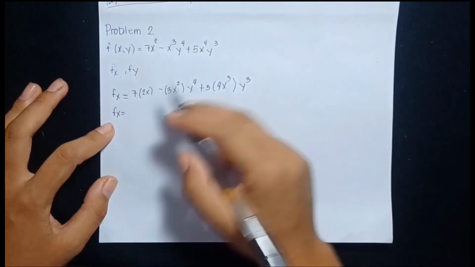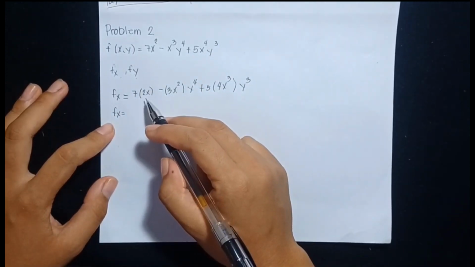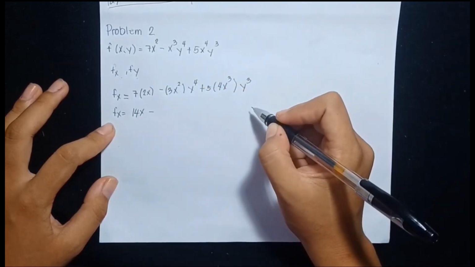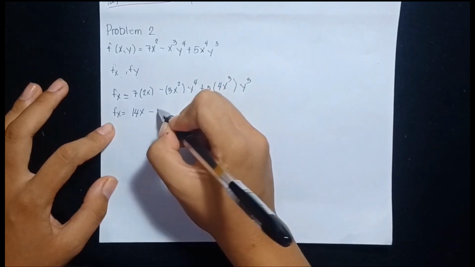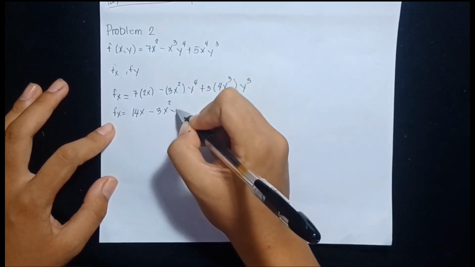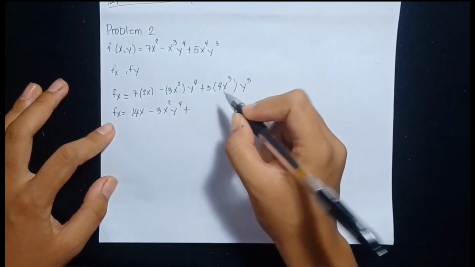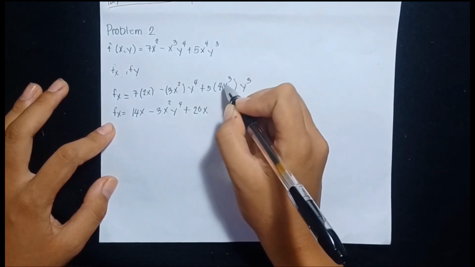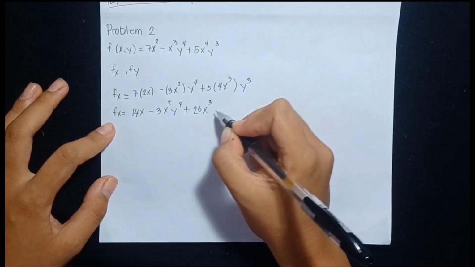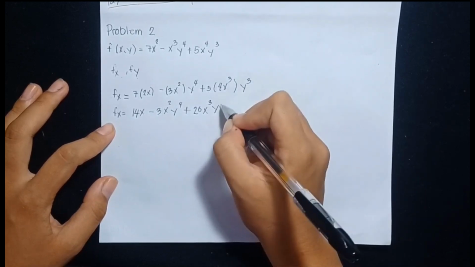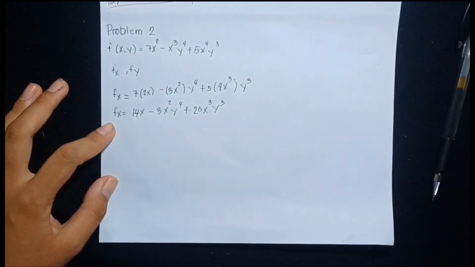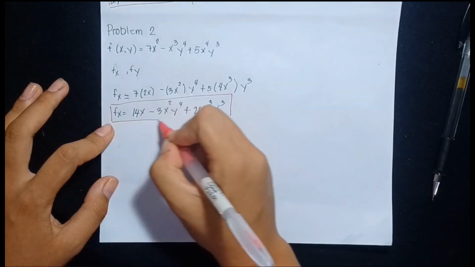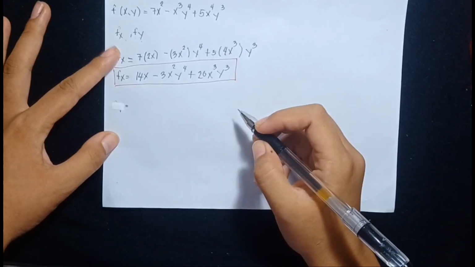We multiply 7 times 2, which would be 14x, minus, copy this, 3x squared y^4, plus 5 times 4 would be 20x, copy the power cube, and copy the constant, which is the y cubed. So our final answer is this. Now let's find the f sub y.